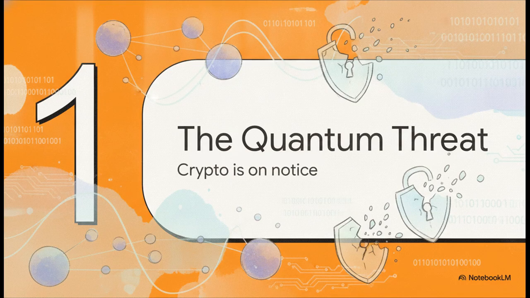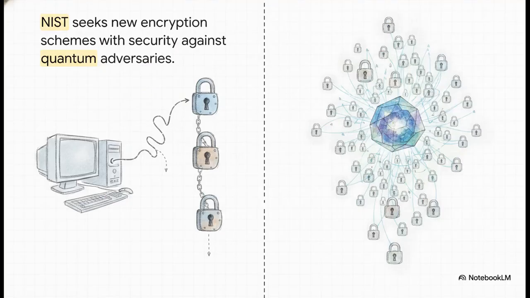Section 1. The Quantum Security Threat. Why classical cryptography is on notice. To really set the stage here, you've got to understand the impending threat to standard cryptography and why the entire cybersecurity world is basically on edge right now. Institutions like NIST are actively scrambling for post-quantum solutions, and for a very good reason.